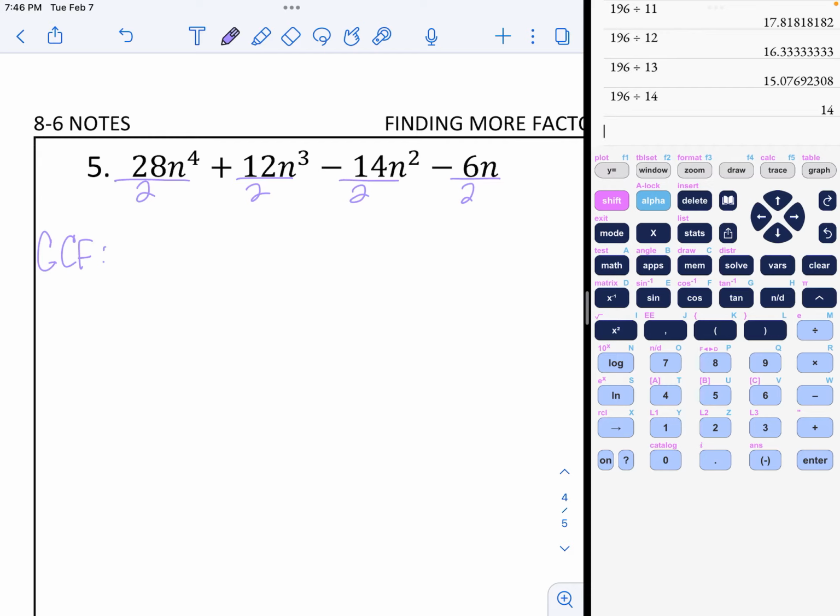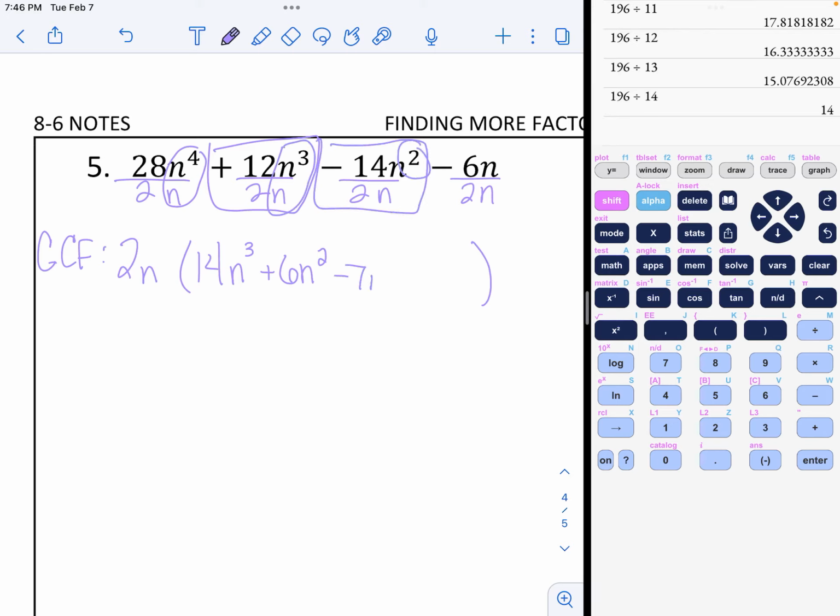Now they also each have an n, so I have to divide by 2 and take away an n. I'm going to go ahead and divide by 2 and get 14. I'm going to take away an n here, and I get n to the third. Divide by 2, take away an n, so just n2. Divide by 2, take away an n. Divide by 2, and take away an n leaves none.